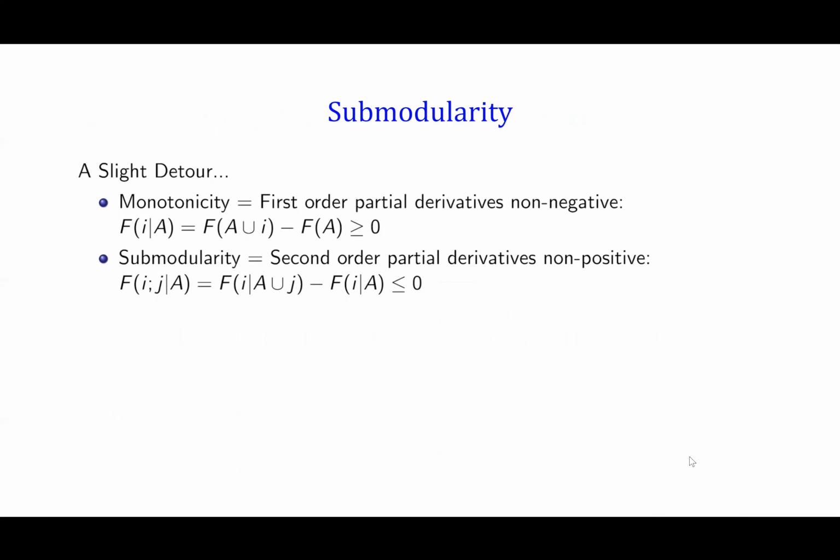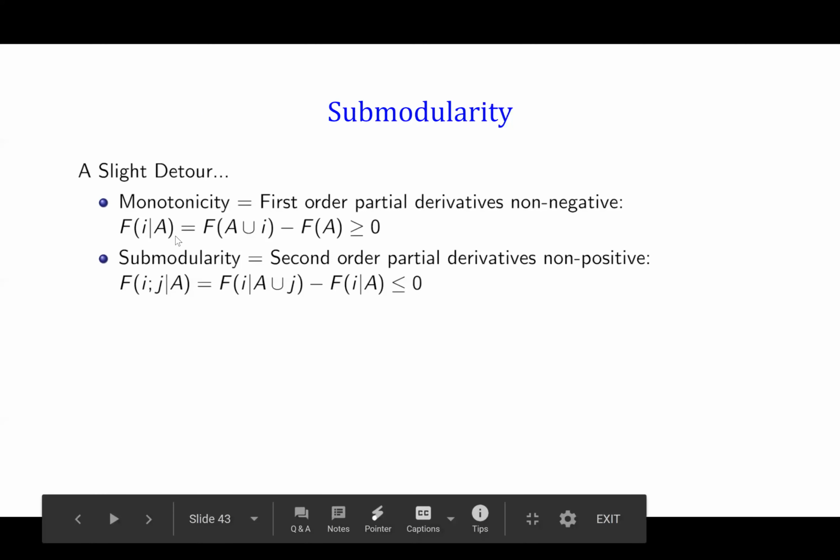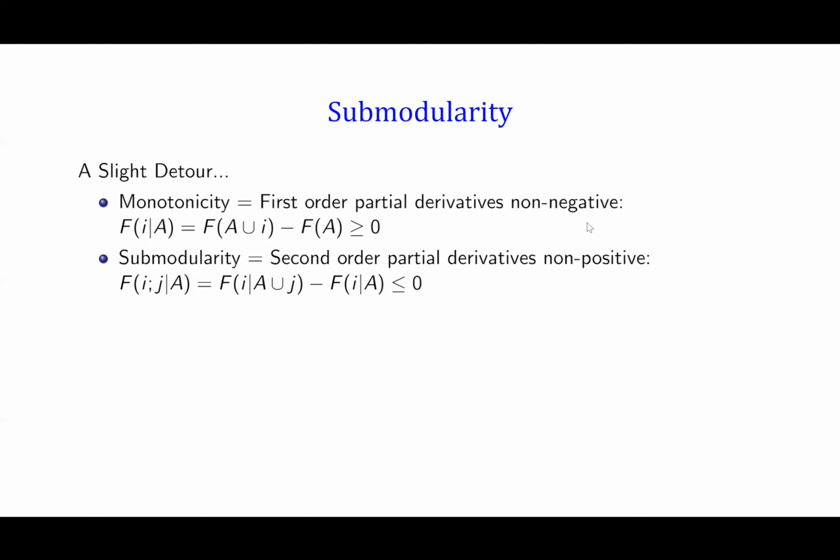All right, so what is very interesting that we found out is that mutual information also has a certain submodularity property. To get to that, I'll take a slight detour and recall monotonicity, right? Monotonicity is basically equivalent to first order partial derivatives being non-negative. The first order partial derivative is nothing but the gain of adding i to A, right? So it's f of A union i minus f of A.